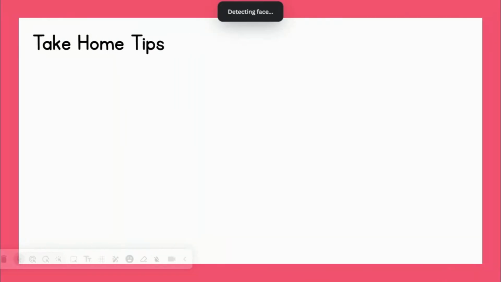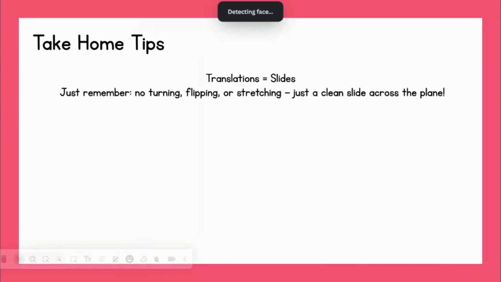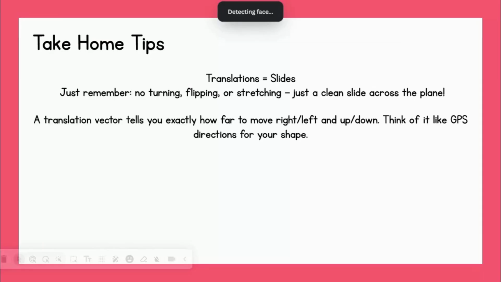Now we have some take-home tips. What can you take home with you and apply to your homework problems? So just remember that translations equal slides. There's no turning, flipping, or stretching. It's just a clean slide across the plane. And a translation vector tells you exactly how far to move: right, left, up, down. Think of it like GPS directions for your shape.